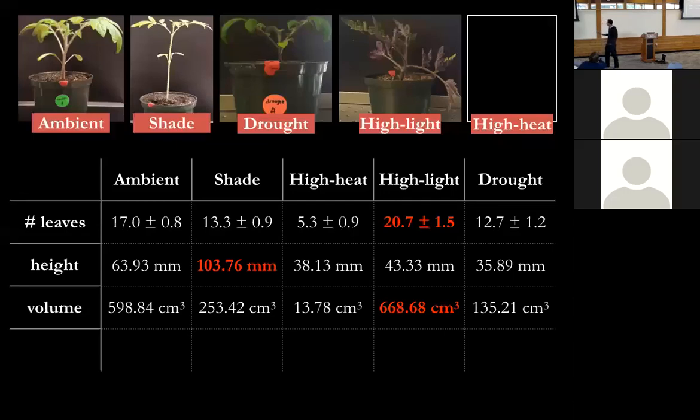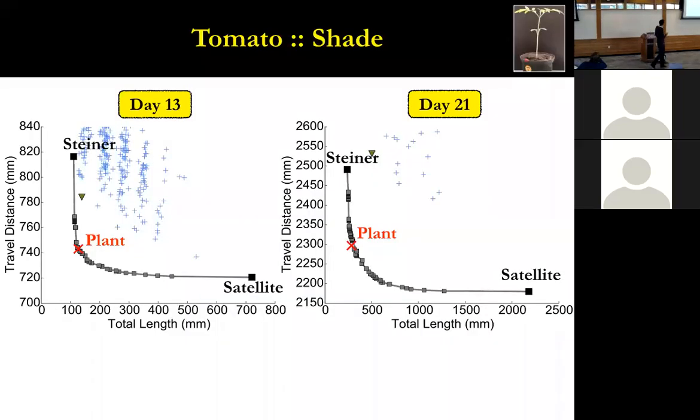For example, in shade, you see this classic shade avoidance response where the plant shoots up to try to get above the canopy. You can see its height has gone up by an order of magnitude compared to other conditions. There are also many more leaves in other conditions, and the total volume, the convex hull volume of the plant's point cloud, is again changing by orders of magnitude. And so we thought, okay, these are all different conditions, does our theory still hold for plants in this kind of diversity? And really it was still working out just okay.